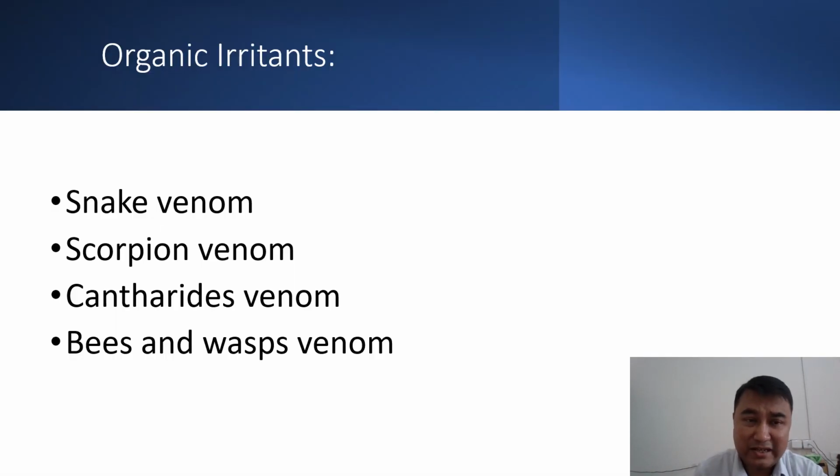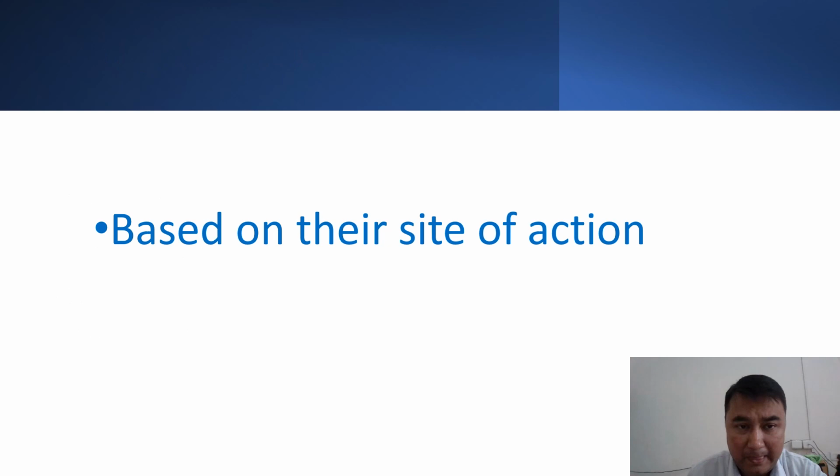Now, irritants can again be organic in nature. Examples are snake venom, scorpion venom, cantharides venom, bee and wasp venom. Now, there is another way by which poisons can be classified, which is on the basis of where they are acting.